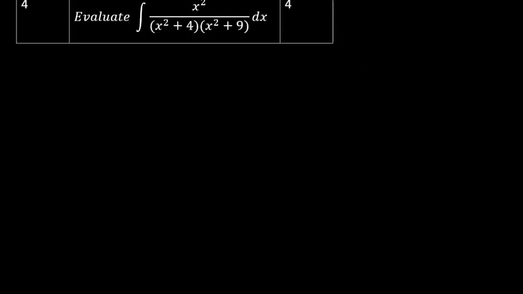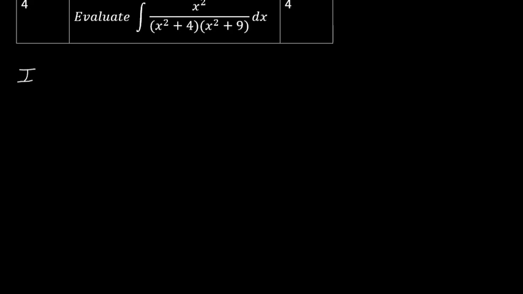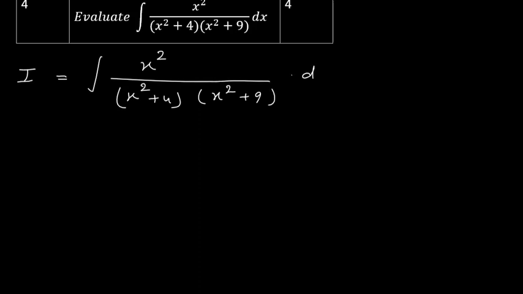Now here the problem is I equal to integration of x square divided by x square plus 4 into x square plus 9. Now if you see this problem, it is of the type of partial fraction. In the denominator we have two quadratic terms involved. So for a quadratic term, our numerator is of the form ax plus b. Okay, so here we can write this expression as, what we can write?